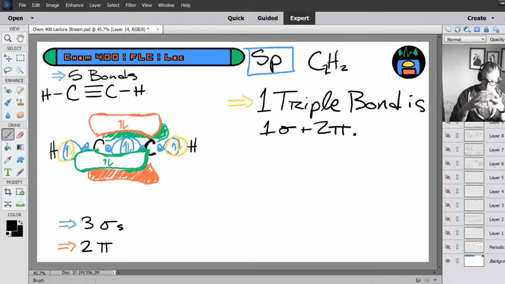The electrons in the sigma are sandwiched between the 2 nuclei. The electrons in the pi bonds are floating above and below the sigma bond, and then to each side, kind of flanking each sigma bond. And that is what is happening when you have a triple bond. All right.